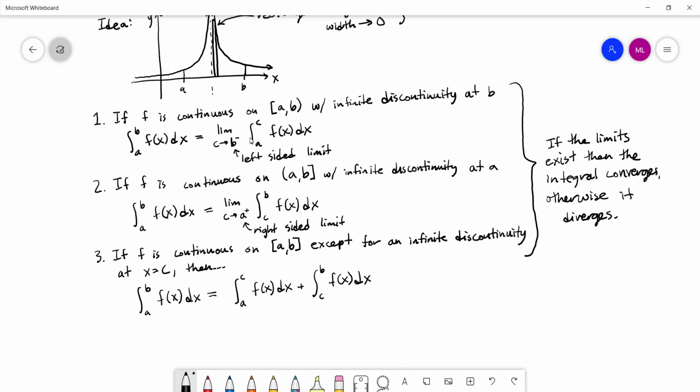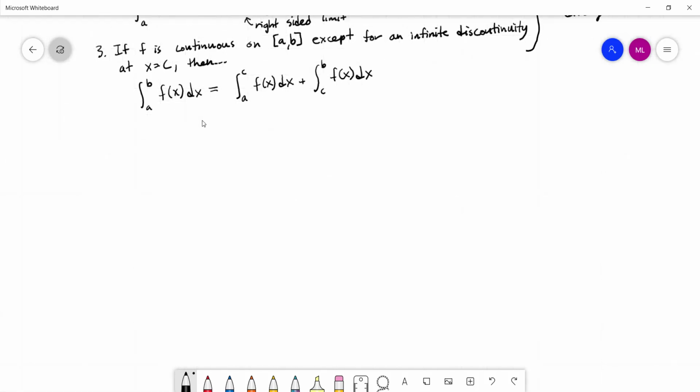Okay, so if these limits over here go to finite numbers, then the integral itself is finite, and goes to that same number. But if these limits diverge and go to infinity, then the integral also diverges. Okay, so let's do an example of this.